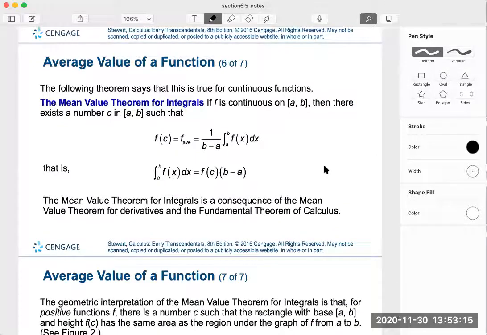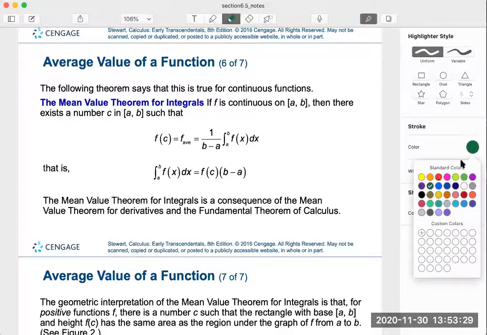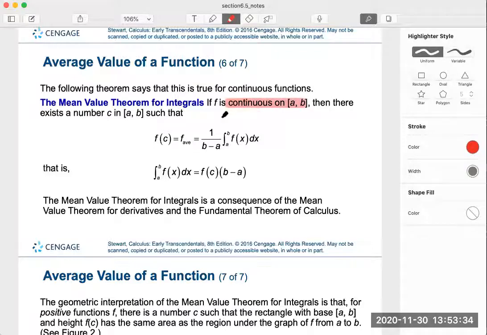So, to be continued, this is the mean value theorem for integrals. Suppose f is a continuous function on a and b. Then there is a number c in a and b such that f of c is exactly the average value, which is 1/(b minus a) times the integral from a to b of the function f(x) dx.